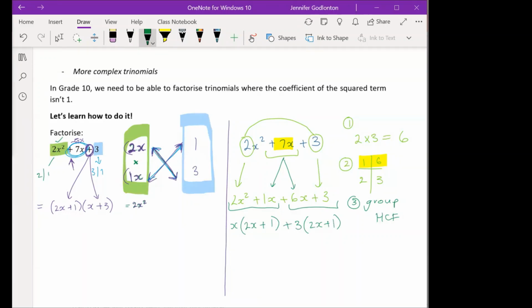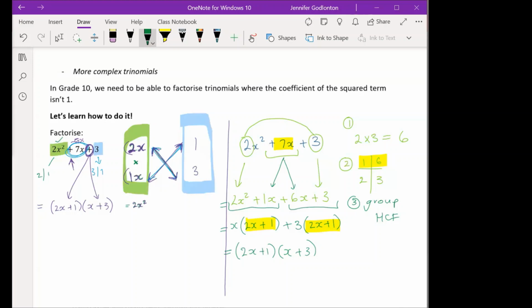Now we're at the point where we have a highest common bracket, like we had in our lessons last week, and we take out that bracket, and we write what we are left with. And you will see you get exactly the same answer as the first one. Okay, I'm ready for questions.